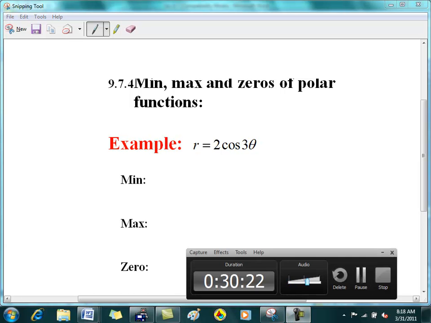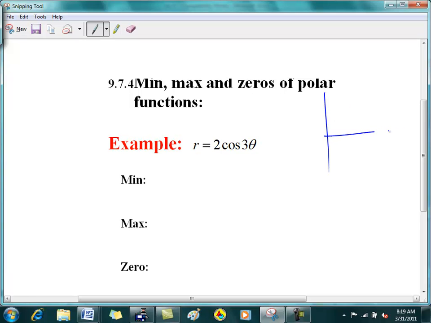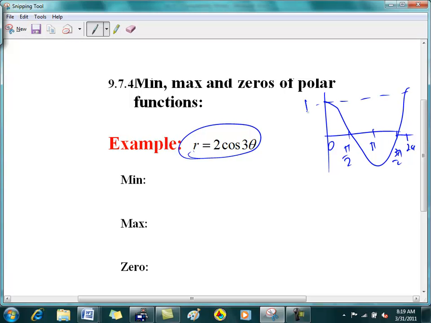Okay. Functions. And like Myra drew it nicely, it's looking like this. This is 0, pi over 2, pi, 3 pi over 2, and then the last one is 2 pi. Okay? So I want to find out where this graph is going to be the max and min. Here's my maximum, right? This is a 1. Here's my minimum. That's a -1.